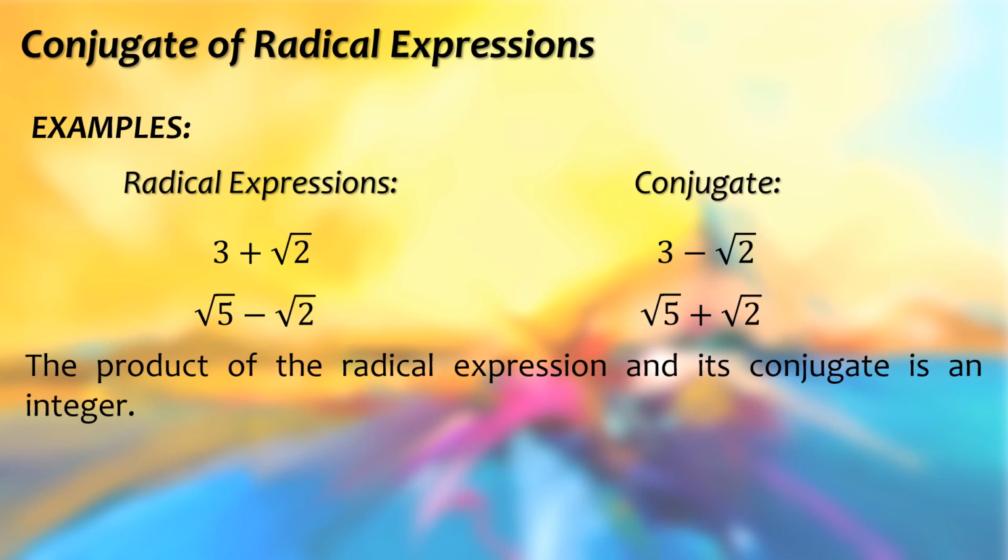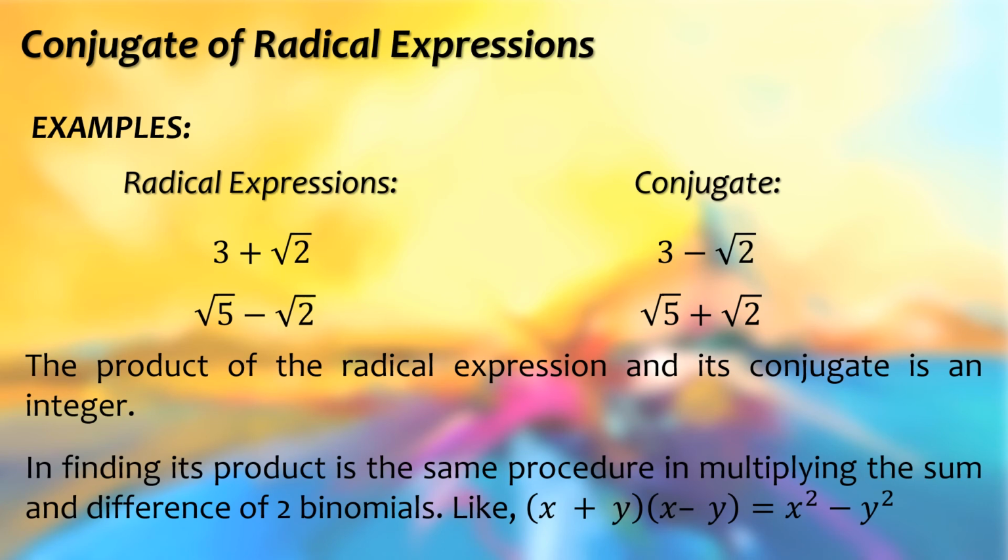The product of the radical expression and its conjugate is an integer. In finding its product is the same procedure in multiplying the sum and difference of two binomials like x plus y times x minus y equals x squared minus y squared.